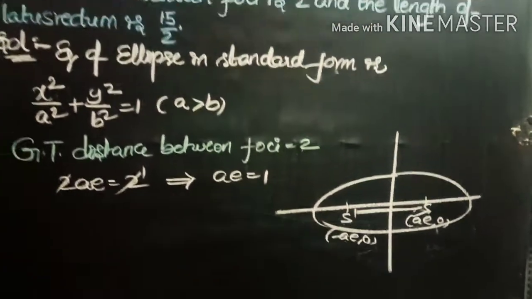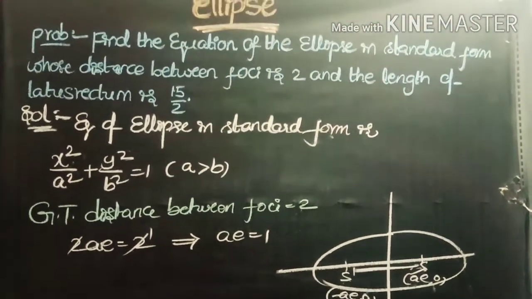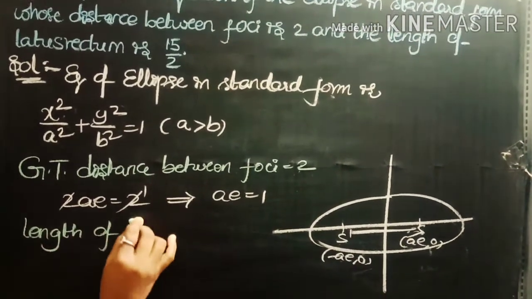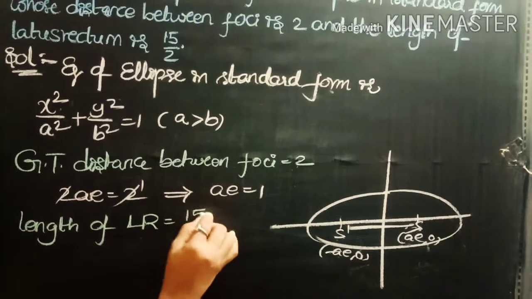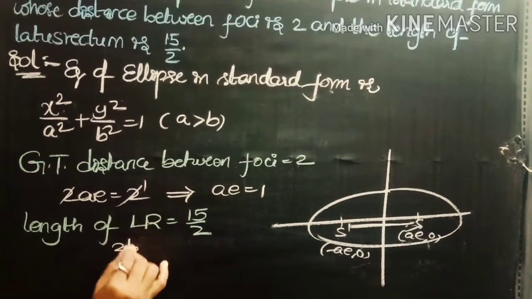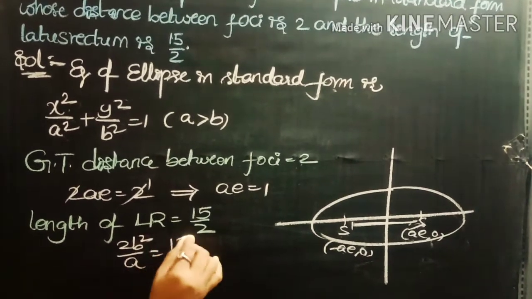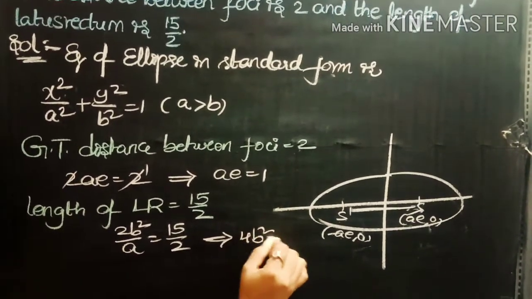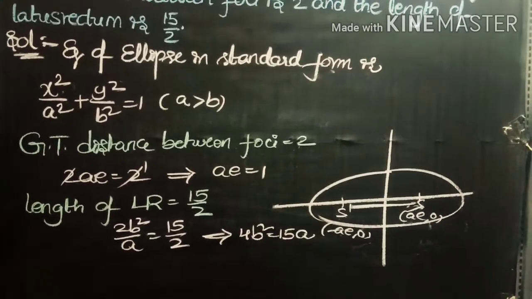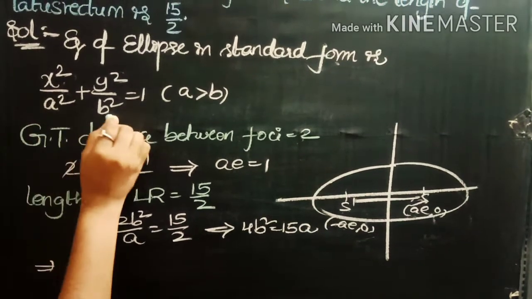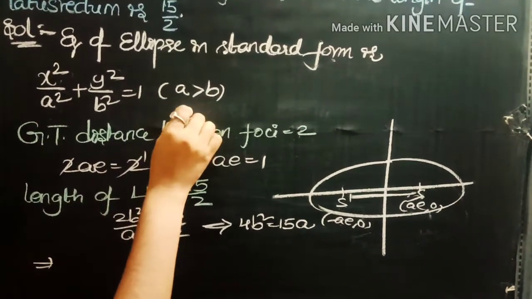And also given that the length of the latus rectum is equal to 15 by 2. The length of the latus rectum in the standard form has the formula 2b square by a. So given that 2b square by a is equal to 15 by 2, which implies the value of 4b square is equal to 15a. And here x square by a square plus y square by b square is equal to 1, a greater than b.